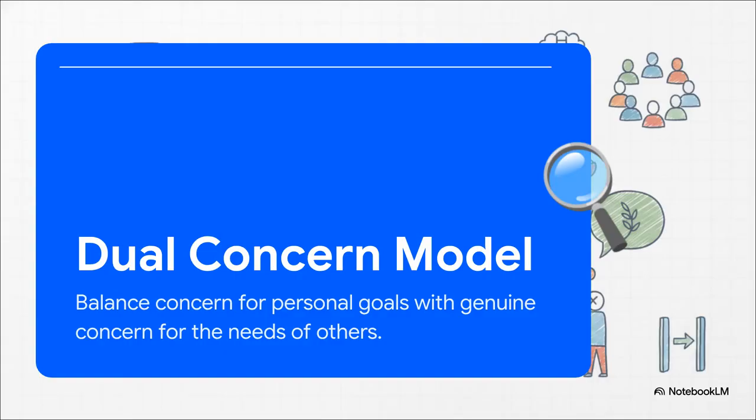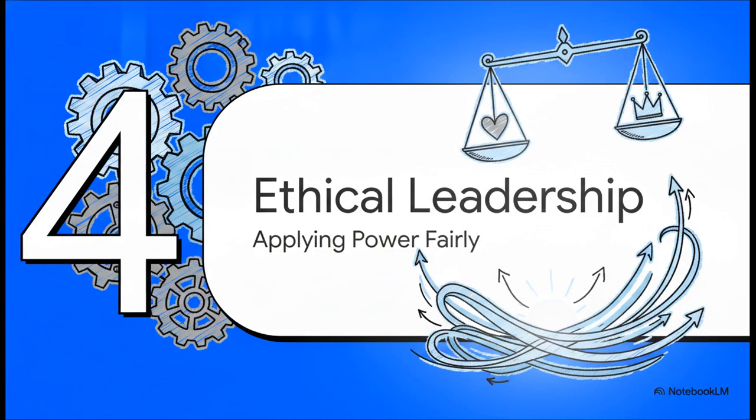Building on that, the dual concern model beautifully illustrates that effective conflict management isn't just about winning, it's a tightrope act. Leaders must balance their drive for organizational objectives with a genuine concern for the well-being of others. Leaders who only care about themselves create toxic environments for sure, but those who find this delicate balance, they build incredibly strong, resilient teams. And that leads us to our final part, Section 4, Ethical Leadership in Action.